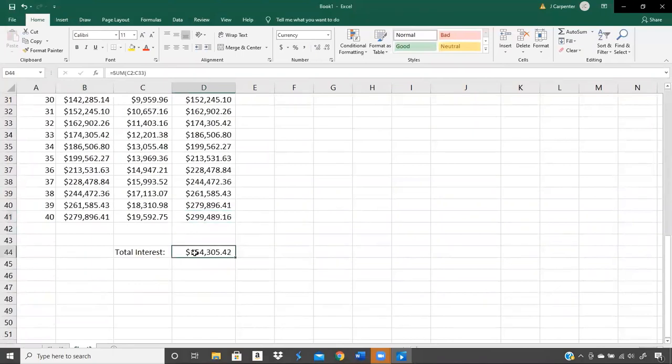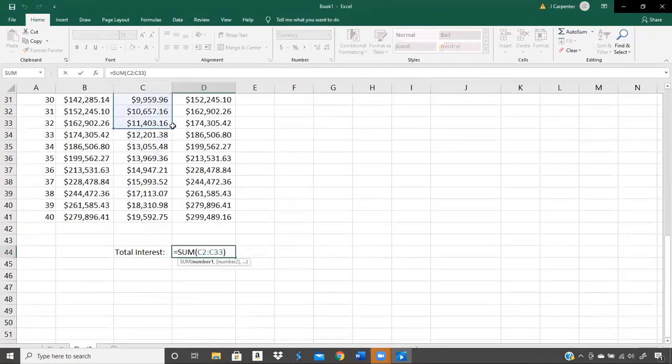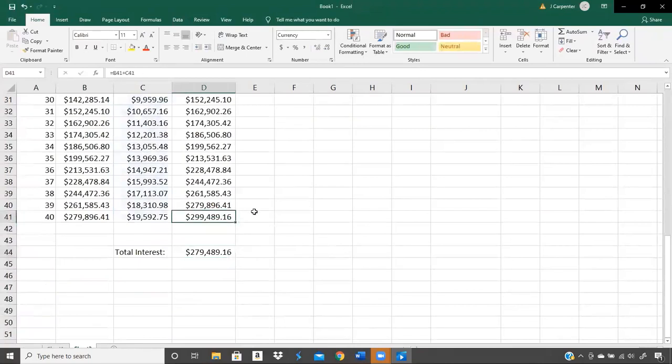Now, this total interest formula, I don't think is going to have everything, so that might throw you off. I go, how does he only have $154,000 in interest if he's got $300,000 after 40 years and he only put 20 grand in? He should have about 280, right? Well, look at this. It's only going from C2 to C33. It's stopping here. See, look. It did not account for the other years. So when I double clicked it, I can just drag and drop to the extra years, or I could have retyped it. Either way, now we see an answer that makes more sense of about $280,000. We have our ending amount.